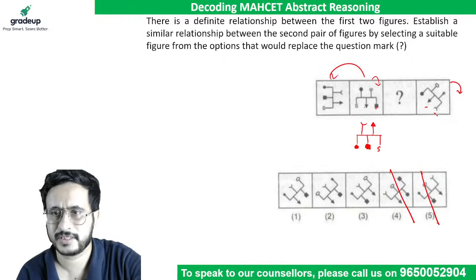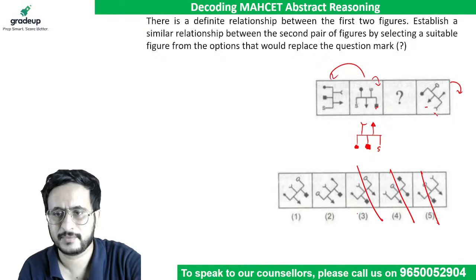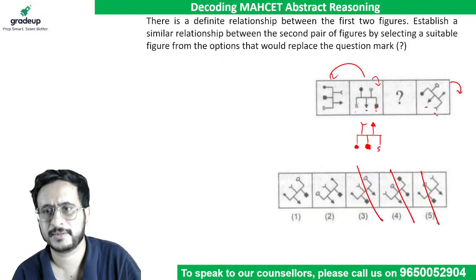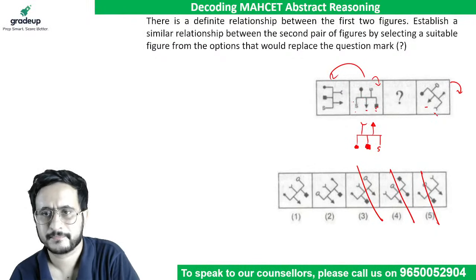This has come to the center. The arrow moves to the top and on the right hand side. So this arrow will move to the top and right hand side. So this will eliminate option 3. Now S. This has become a new shape, isn't it? This has become a new shape here.